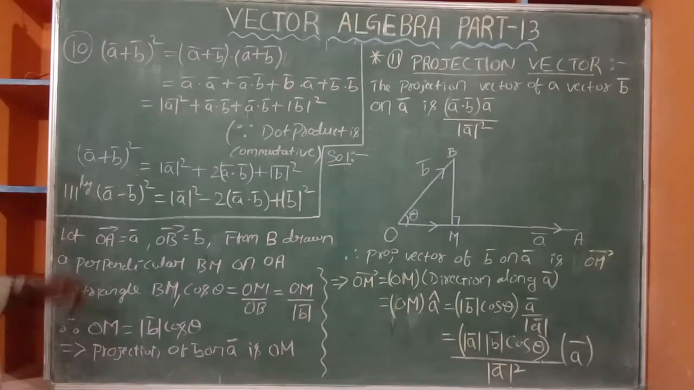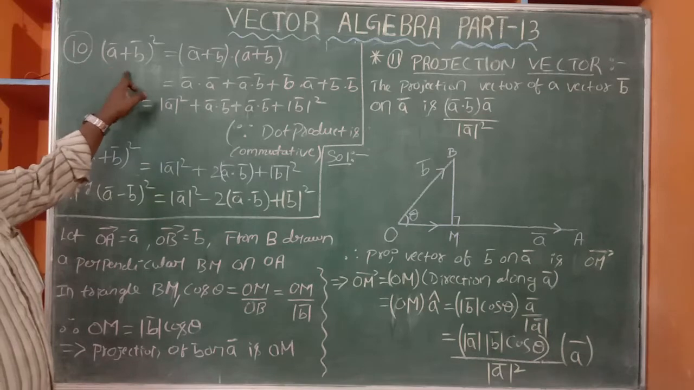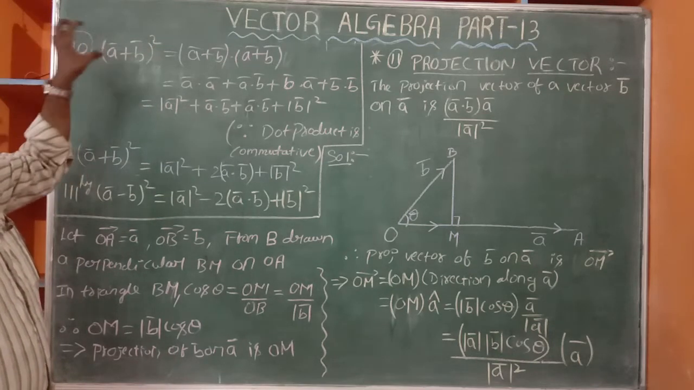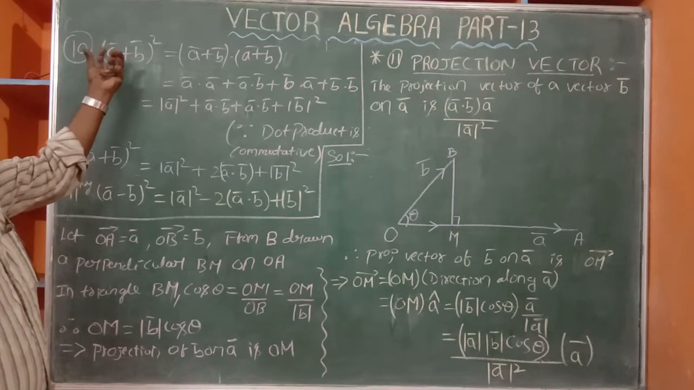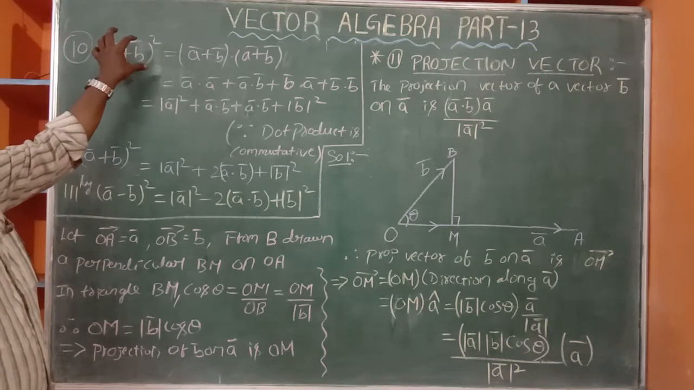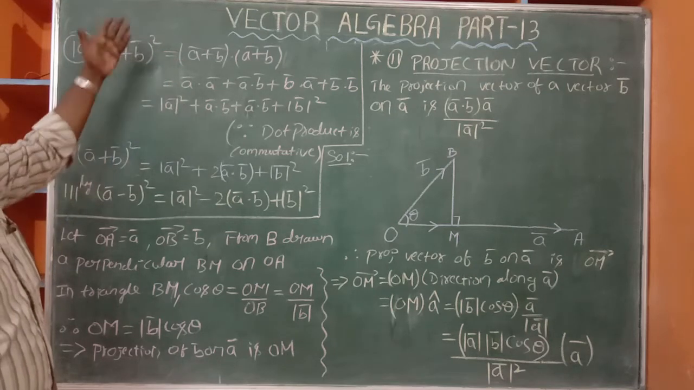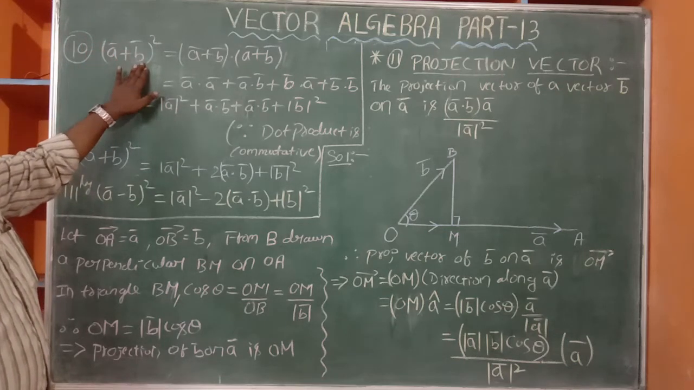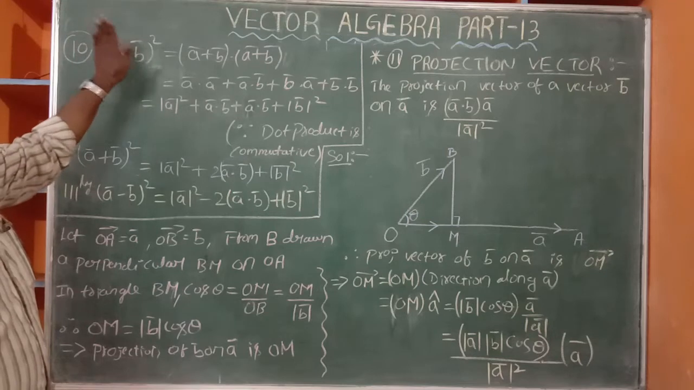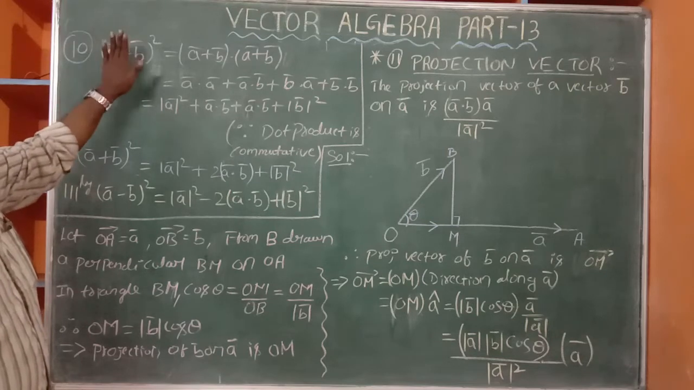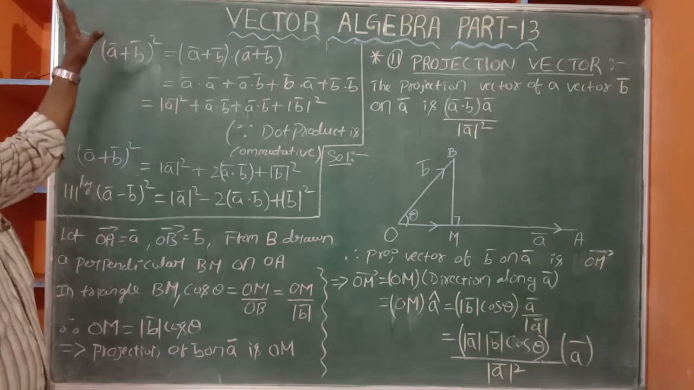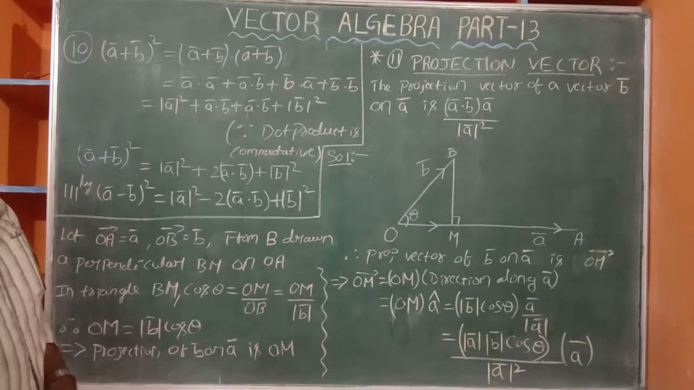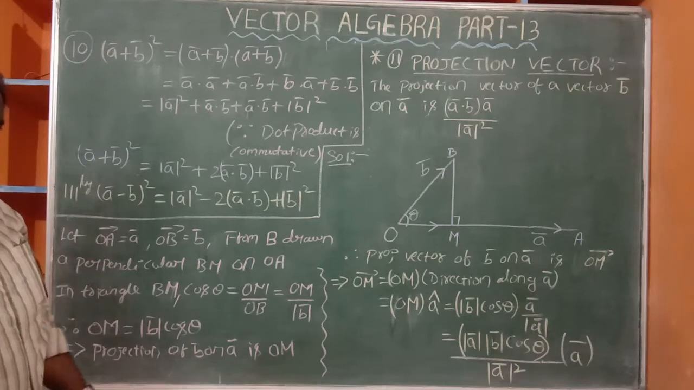Okay then. 10th property: (a bar plus b bar) whole square. A bar plus b bar is the sum of two vectors, and addition of two vectors is again a vector, say x bar. So (a bar plus b bar) whole square means x bar square.